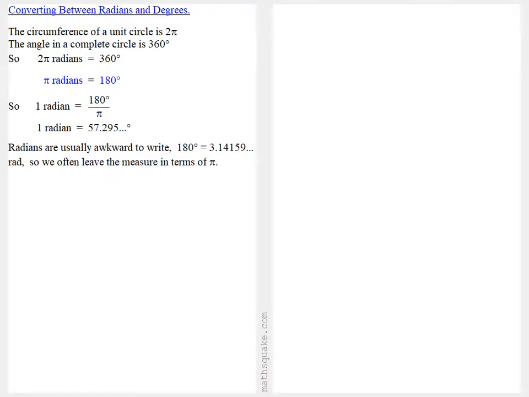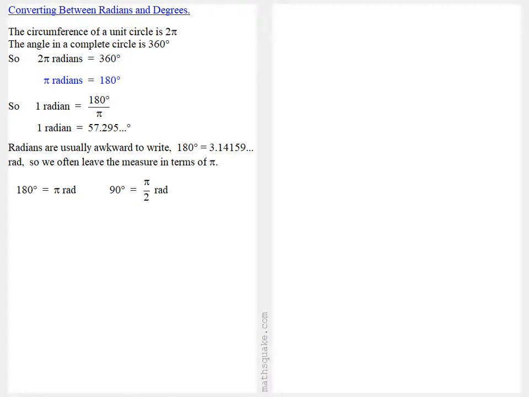Now radians are usually awkward to write. 180 degrees is 3.14159 radians. In fact, that's the number pi and it does not terminate. So we often leave the measure in terms of pi. 180 degrees is equal to pi radians.